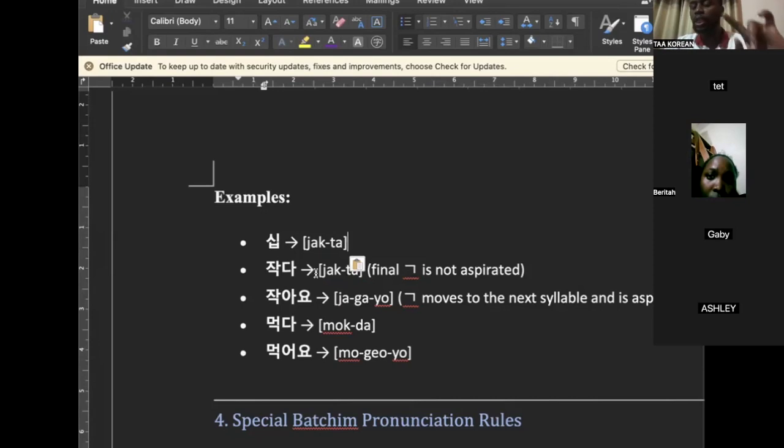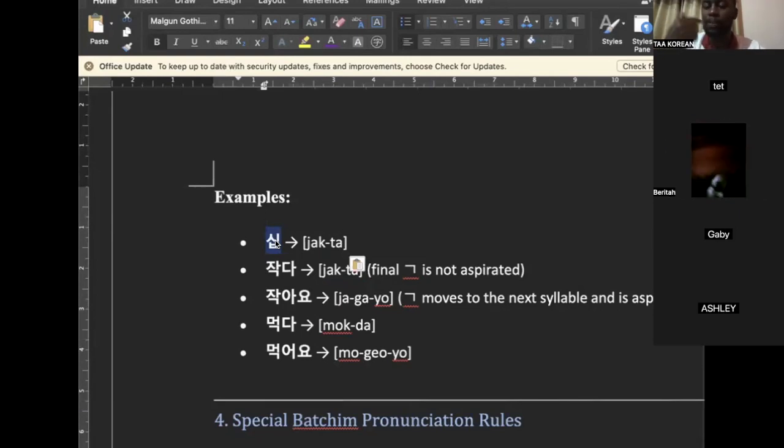Now, if we say nearly the same word in Korean, it would not have aspiration. After that P sound, you cut off the air coming out of your mouth. So it becomes ship, not ship. Okay. Now, same way here.